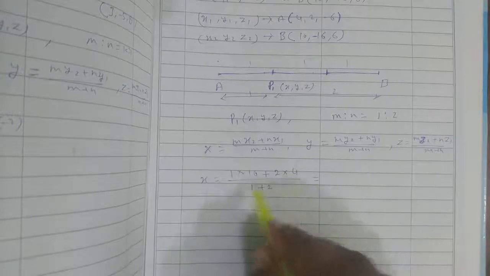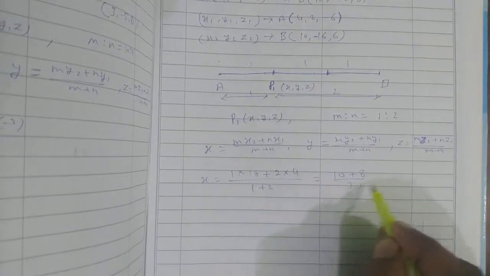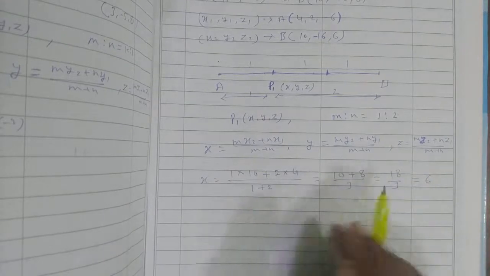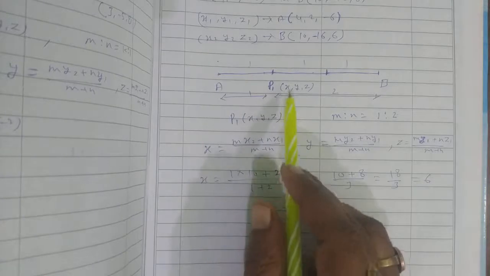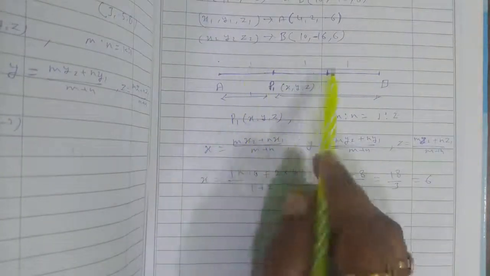So what result comes here? 10 times 1 is 10, plus 4 times 2 is 8, upon 3, or 18 upon 3. That means the result here comes 6. The x coordinate of the point P, when P divides this line in 1:2, we will write here as 6.